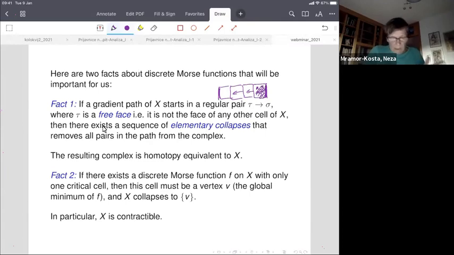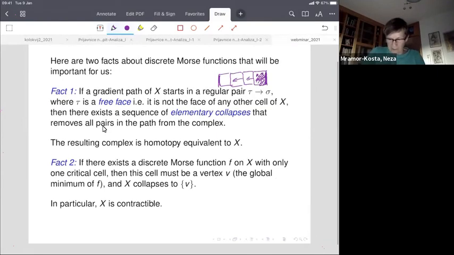Okay, so in general, if we have a gradient path that starts in a free face, then we can just perform a sequence of elementary collapses along this gradient path. And the resulting complex that we get in the end will, of course, be homotopy equivalent to the original one. So a gradient path starting in a free face allows us to simplify our complex, keeping the homotopy type the same, but getting rid of superfluous cells. We can just perform all these elementary collapses down. Is that okay?